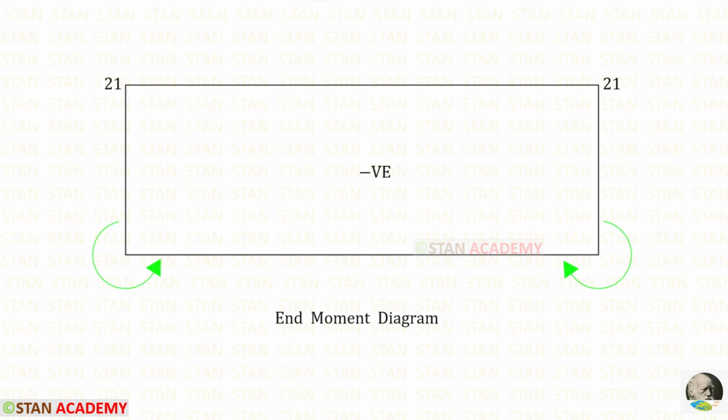Now we have to see the directions of the arrows. Both of the arrows indicate upwards. So the end moment diagram comes above the line. If the end moment diagram comes above the line, that will be negative. If it comes below the line, that will be positive. Right now it comes above the line, so it will be negative.